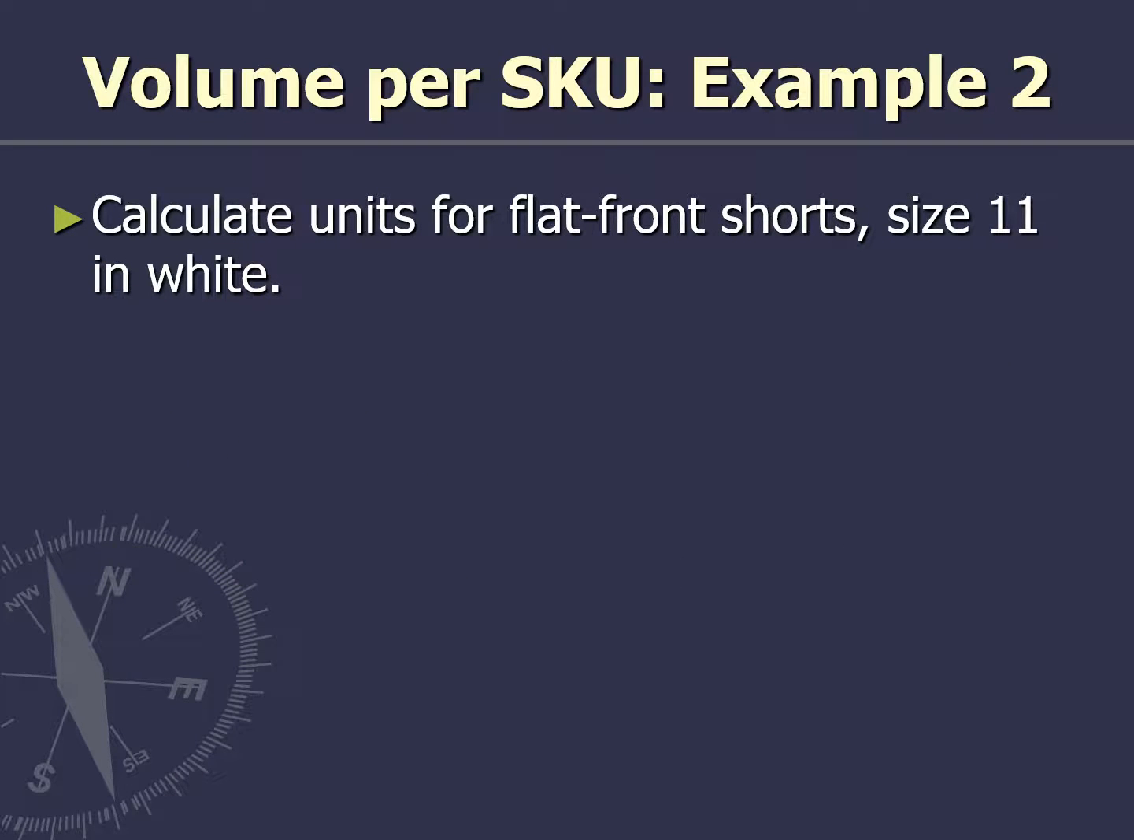All right, let's practice one more time. For the same shorts assortment distribution plan, let's calculate the number of units for the flat front shorts, size 11 in white. We can do it in the same manner. Just go back to the assortment distribution chart and find the string of percentages for flat front, size 11, and white color. Then you can come up with the volume for this SKU, right? Let's pause the video and work on it.